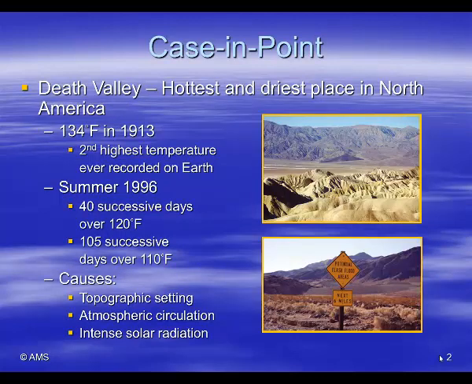First, let's look at the hottest and driest places in North America. That's Death Valley. It reached about 134 degrees Fahrenheit in 1913, the second highest temperature ever recorded on Earth. In the summer of 1996, there were 40 successive days over 120 degrees Fahrenheit and 105 days over 110 degrees Fahrenheit. The reason it's so hot here is the topographic setting, the atmospheric circulation, and the intense solar radiation.